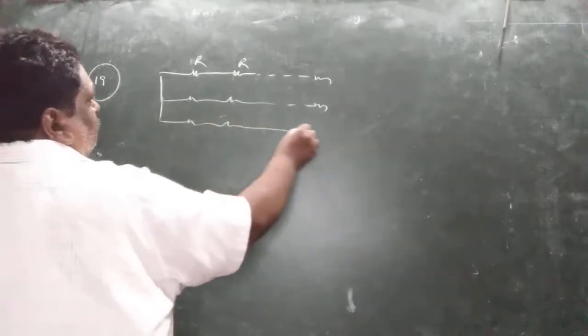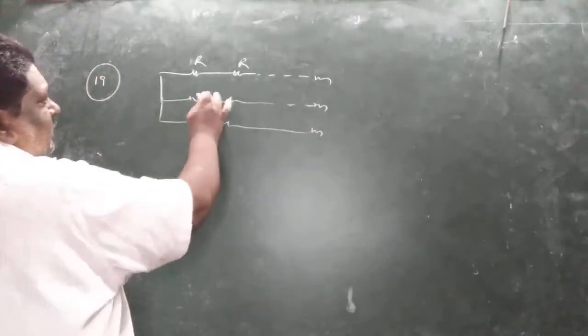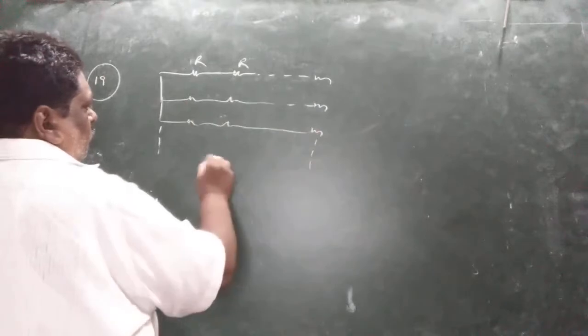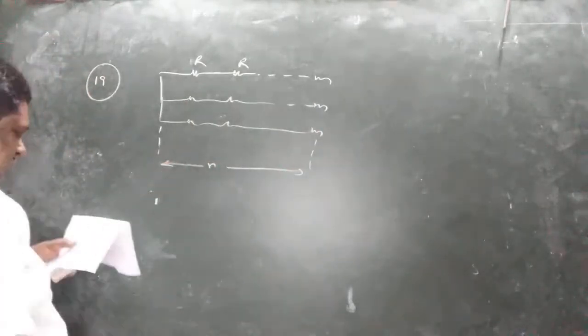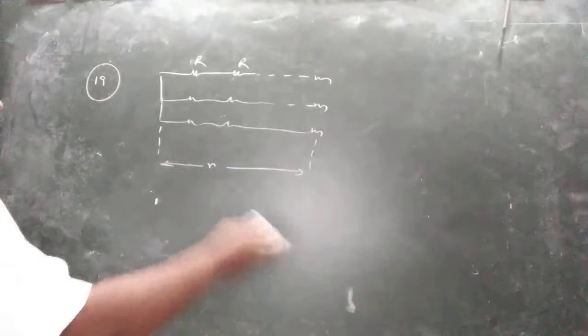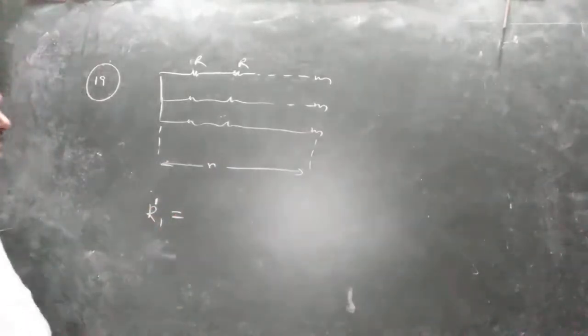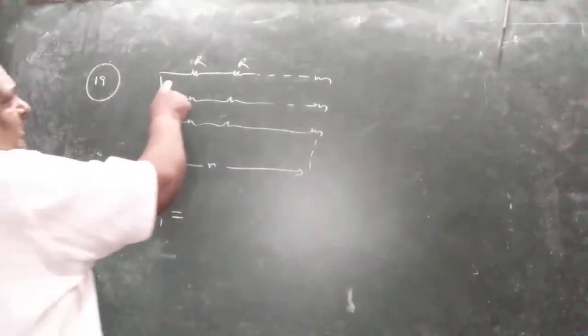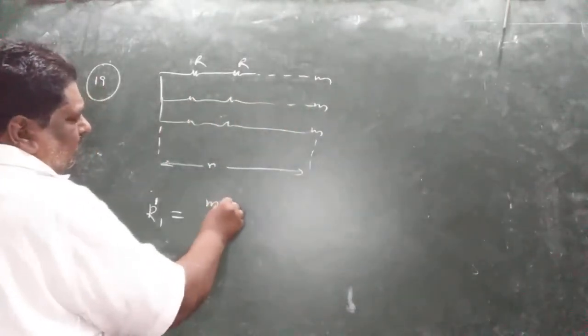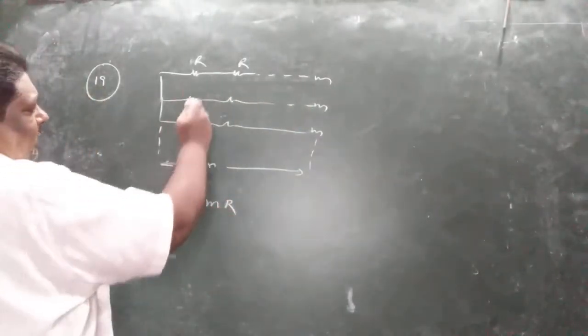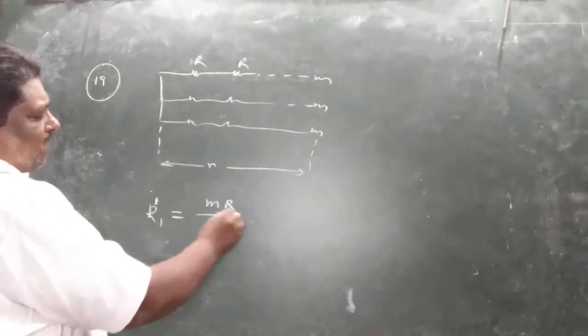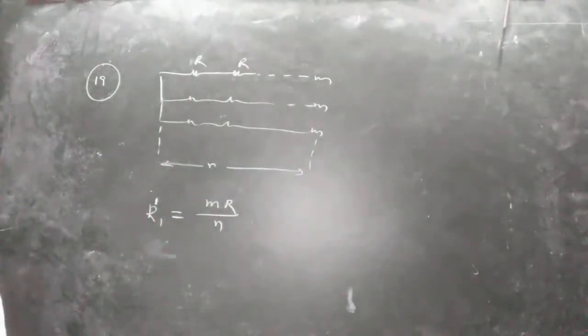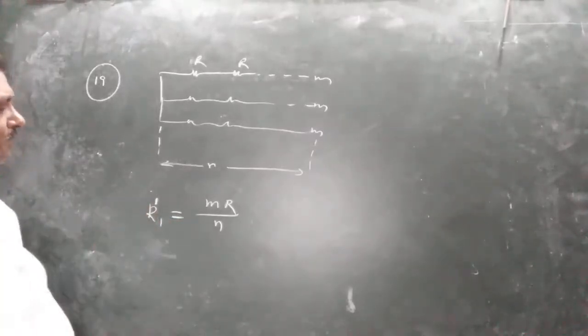Next, like this, such N number of rows are present. Then its total equivalent resistance is R1. R1 means, in one arm how much? MR. Such N are present, so how much is the equivalent? MR by N. How many in series? That is MR. How many in parallel? By N. 2 resistors in parallel, by 2; 3 resistors in parallel, by 3; like that, N resistors in parallel, by N.